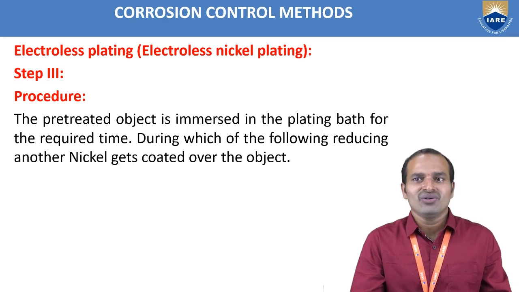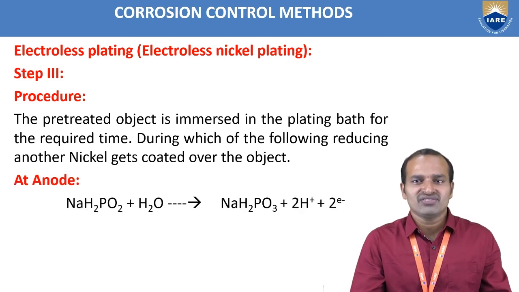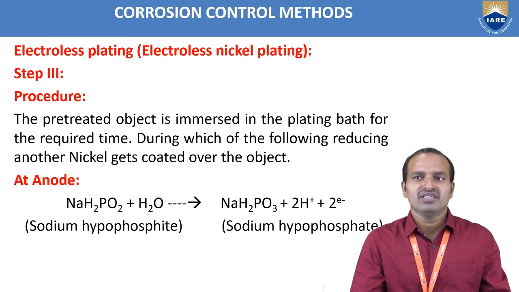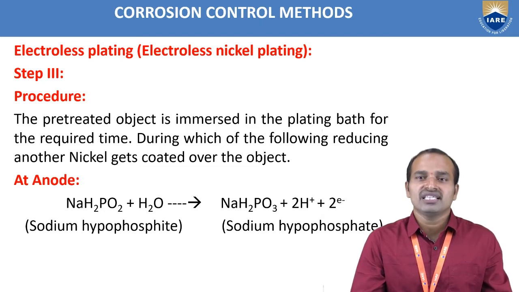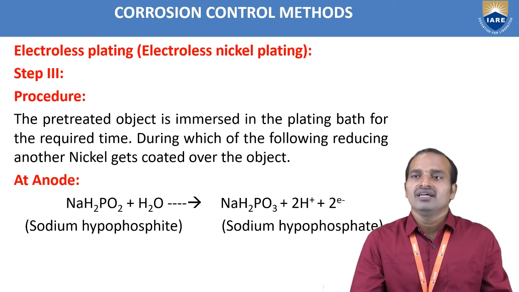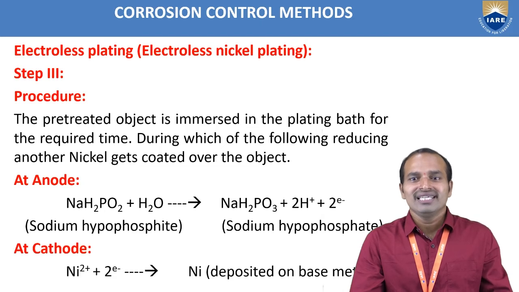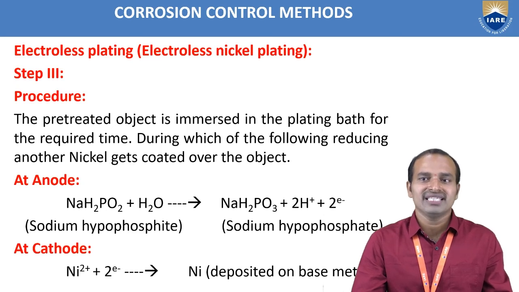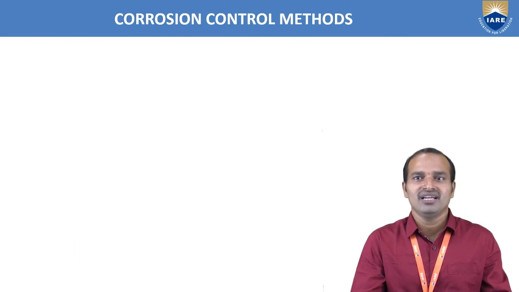Nickel gets coated over the object. The reducing agent and nickel react, and nickel is coated on the object. At the anode, sodium hypophosphite NaH2PO2 reacts with H2O to form sodium hypophosphate, and losing of electrons takes place at the anode. So this is called the reducing agent, and it gives 2 electrons. At the cathode, nickel plus 2, from NiCl2, gains 2 electrons, forming nickel that is deposited on the base metal.